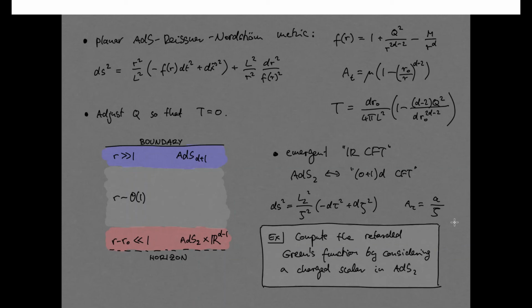So there's an exercise: compute the retarded Green's function by considering a charged scalar field in this AdS2 geometry. The scalar field is charged, and therefore it will also couple to the gauge field. In the Green's function, we found a nice scaling law, and we would like to understand where this scaling behavior around the Fermi surface comes from. Remember that this meant a small k perpendicular and a small frequency limit.